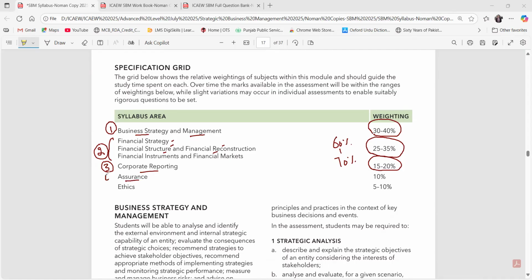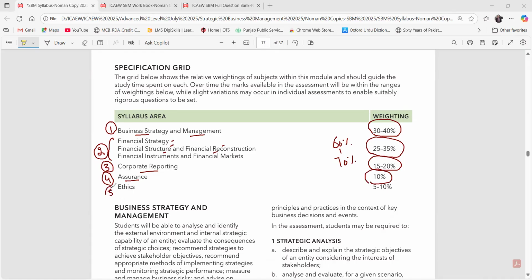The fourth syllabus area is assurance. This assurance area also belongs with your corporate reporting, so my comments would be the same as I stated for corporate reporting. If you have studied it, then it is good. If you have not studied it, then you should not be worried because our sessions include all of your areas, which includes corporate reporting and assurance as well. And the percentage is around 10%.